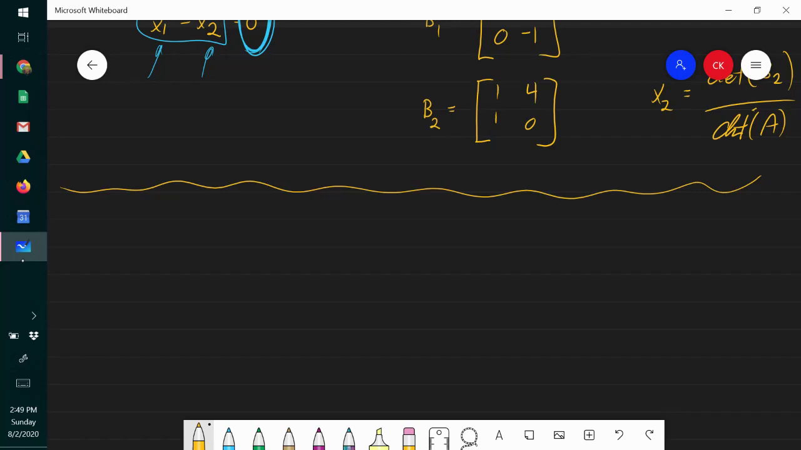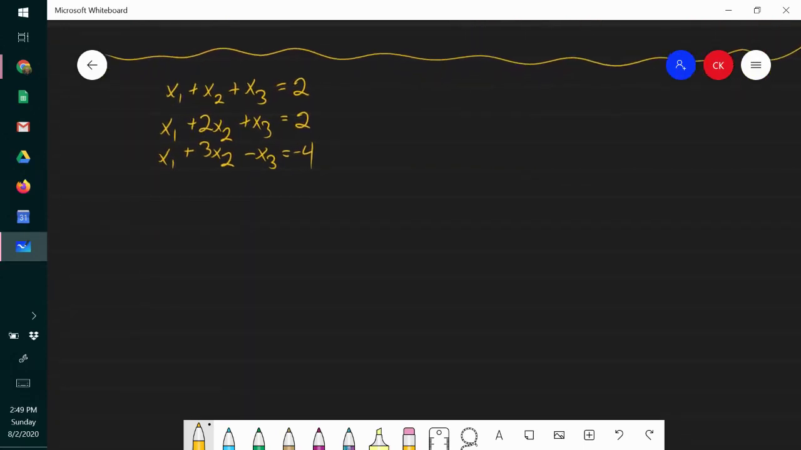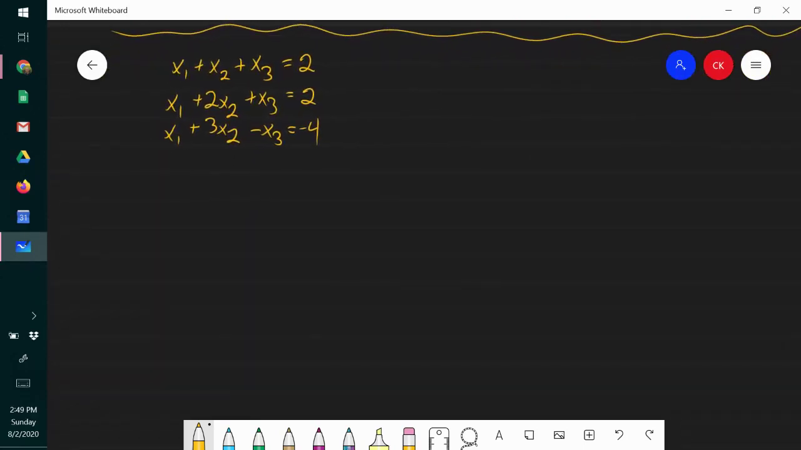So let's say we have a system that looks like x1 plus x2 plus x3 equals 2, and x1 plus 2x2 plus x3 equals 2, and x1 plus 3x2 minus x3 equals negative 4. So I'll set up these individual matrices for you, and then you can compute the determinants to get the solution. So A is going to be the coefficient matrix, 1, 2, 3, and 1, 1, negative 1.